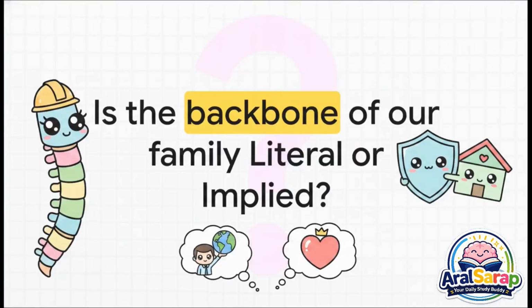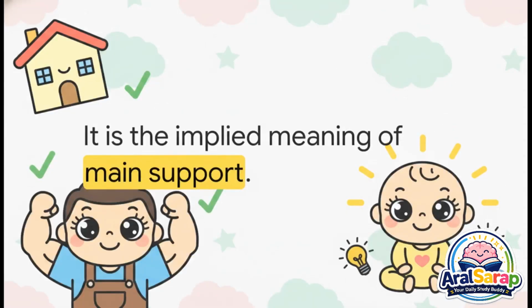Let's try another one, this time focusing on decoding those word layers we talked about. Read this sentence. "My father is the backbone of our family." Is the word backbone being used in a denotative, literal way or a connotative, implied way? Ask yourself, is the father a literal body part that supports a skeleton, or is this phrase trying to paint a picture for us? And the answer is connotative.